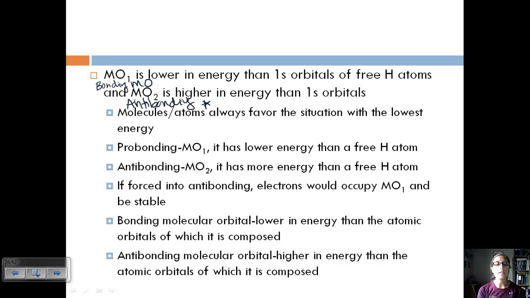Actually, right now. Okay, so molecules or atoms will always favor the situation with the lowest amount of energy. Well, that would be MO sub 1 then, because it's lower in energy than the orbitals of the free atoms, and so they're going to want to go there. This is called bonding, and it's lower in energy. And then we have our anti-bonding, which is our MO sub 2 or our sigma with the little asterisk symbol, and it has more energy than the free hydrogen atom. So they're going to want to go to the bonding orbital. If they're forced into anti-bonding, the electrons will occupy the bonding orbital because they want to be stable. So a bonding molecular orbital is lower in energy, and an anti-bonding molecular orbital is higher in energy, and that's where we get the little asterisk symbol.